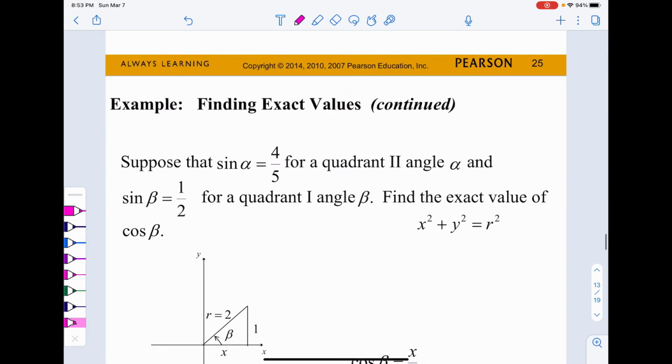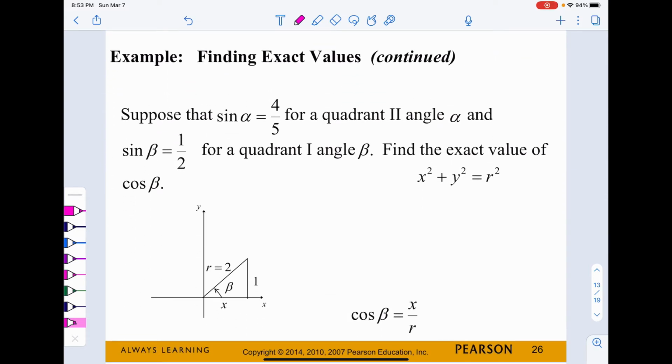The next piece is going to ask us to find the exact value of cosine of beta. Again, we're going to take our sine of beta is equal to 1/2. That means we have our y value of 1 divided by our radius of 2. Now that one might not be quite so obvious as to what x is, so go through your Pythagorean theorem. We'd have x squared plus 1 squared is equal to the radius of 2 squared. So x squared plus 1 is equal to 4, which means x squared is equal to 3. If we take the square root, x is equal to positive or negative root 3.